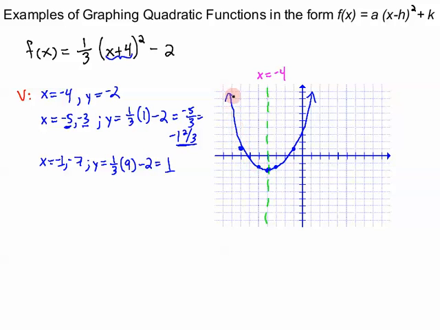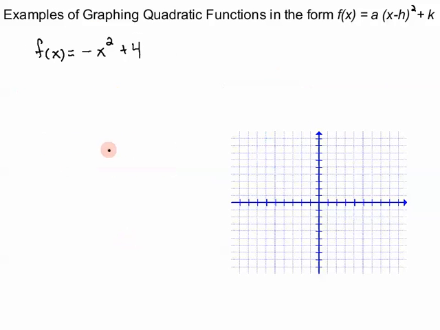So this parabola opens upward because the number in front here is positive. The vertex is negative 4, negative 2, pretty easy to see that. We got our symmetric points, we've got our axis of symmetry. This parabola is fairly wide because this number is so small, so the points aren't growing very big as you go to the right and left. Okay, so let's try another example.